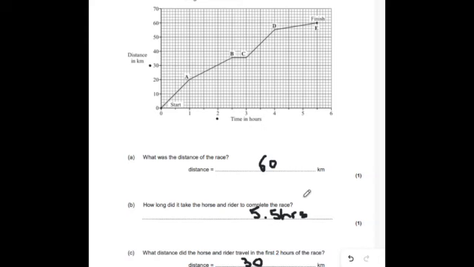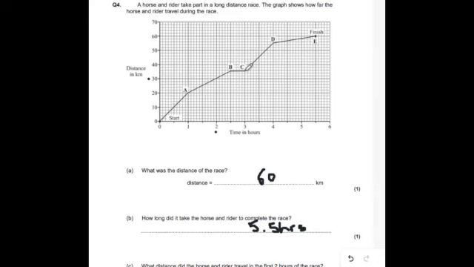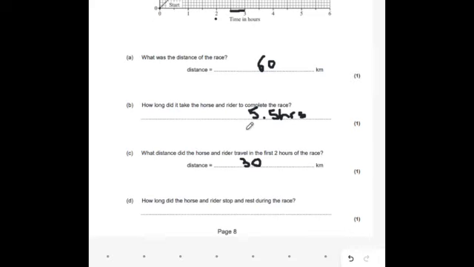Next one, what was the distance the horse and rider travelled in the first 2 hours of the race? So you go to time, you go to 2 hours, then you go across. This is reading from a graph. That's 30 kilometres. How long do they stop during the race? So you can see that's the straight line part, the bit when the distance isn't increasing anymore, but the time is. That's between B and C. You go down, the difference between 2.5 and 3 is 0.5, so that's half an hour, either 30 minutes or 0.5 hours.